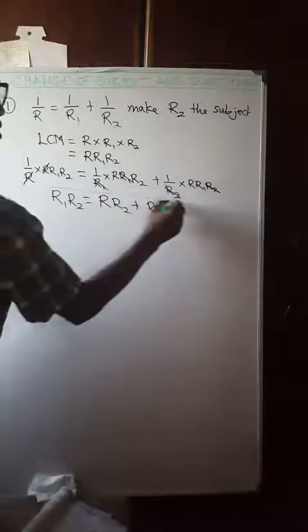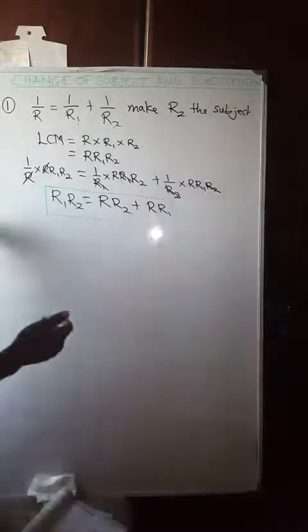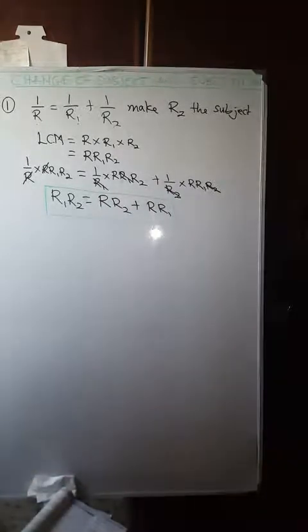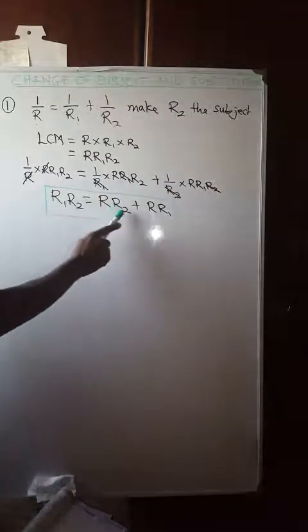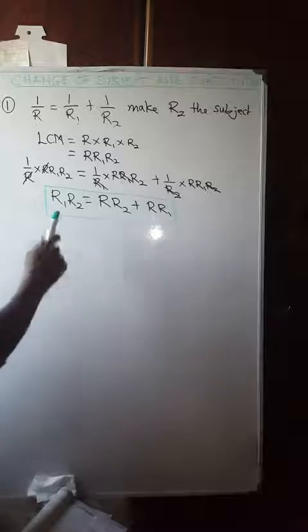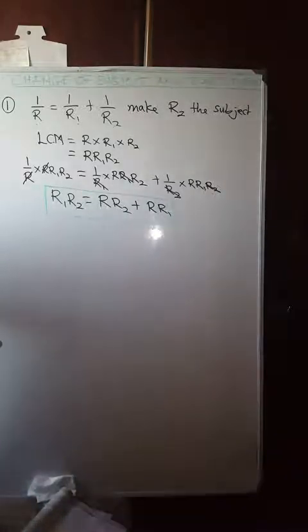Now watch this. We still have two terms on the right hand side and we have one term on the left hand side. But we have to make R2 the subject. And we have R2 on the right hand side and we have R2 on the left hand side. So what we do is that we group all the terms with R2 on the left hand side. So that's going to be the next step.